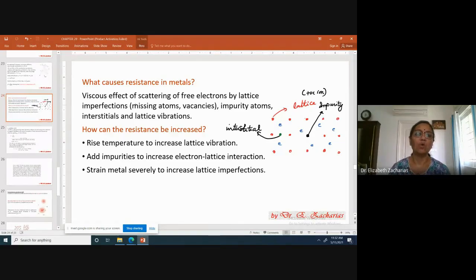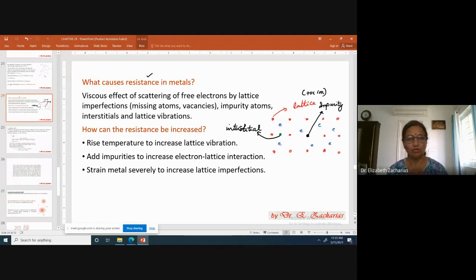Okay, now the question is, what causes resistance in metals? You all know that when you heat a metal, the resistance of the metal goes up, right? So what is resistance first of all because of? Now please remember, you're seeing that every time this electron hits against a lattice, or an impurity, or an interstitial, it loses all its energy and its direction changes. So the first reason for the resistance is this interaction. That is the first point you have to remember.